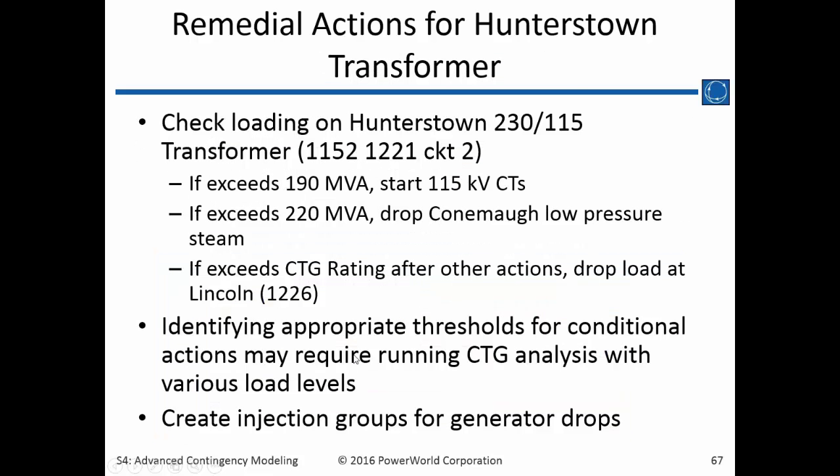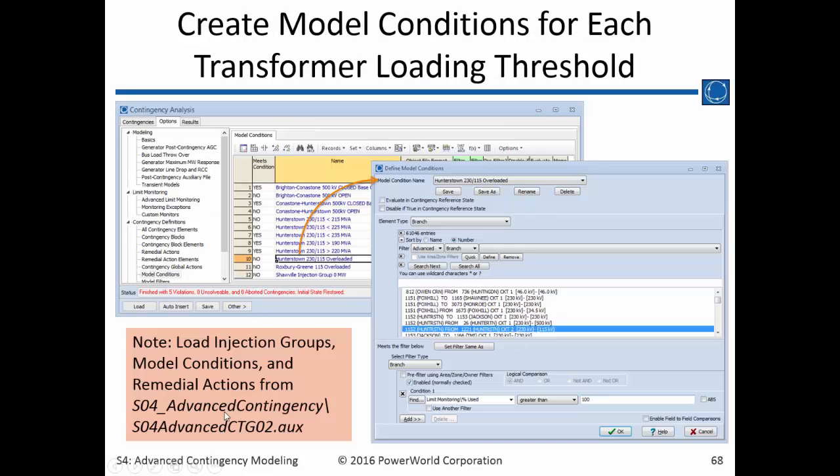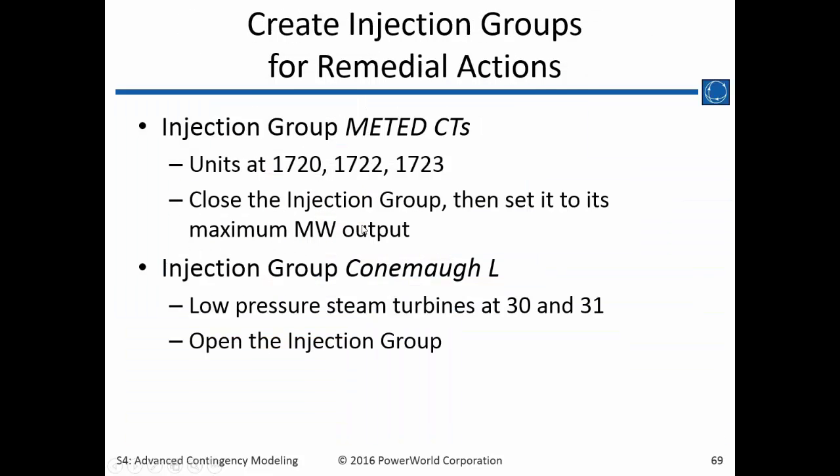And then there's remedial actions that get loaded to alleviate a couple of the outages that show up when you do the first contingency run. And then those are stored in this second auxiliary file that we loaded. And then you can explore those different definitions and so on.